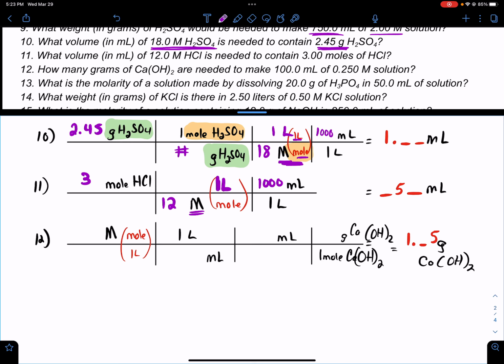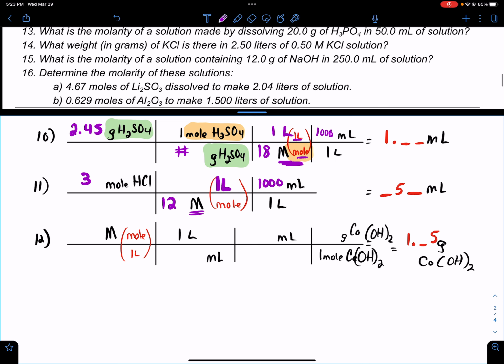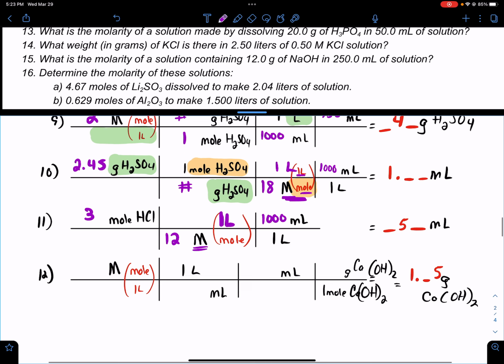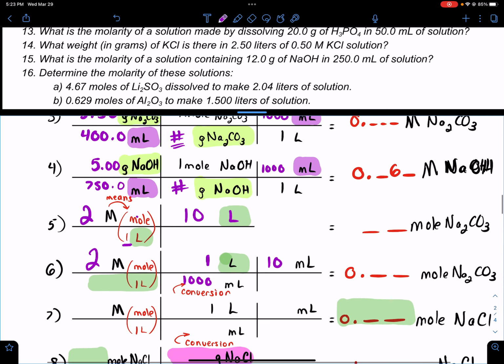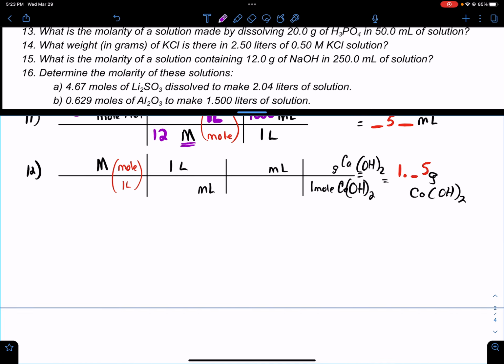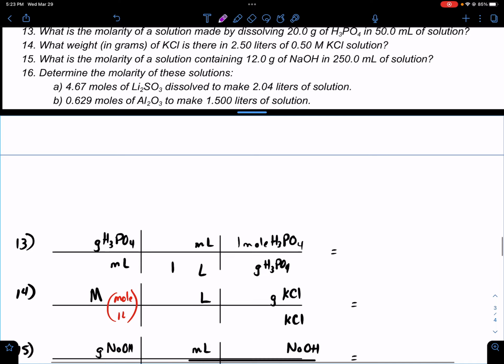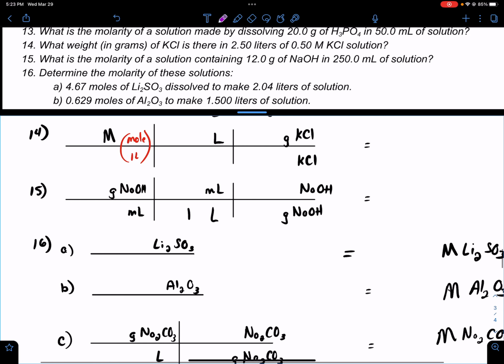Number 12 and below are all going to be repetitive of ones that we've done up here. So if you match up number 12 to one of the previous ones, you'll have no problems with that. 13, 14, and 15, same thing. They're just examples of them.